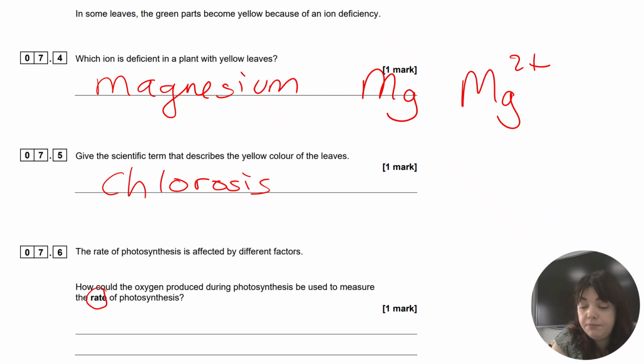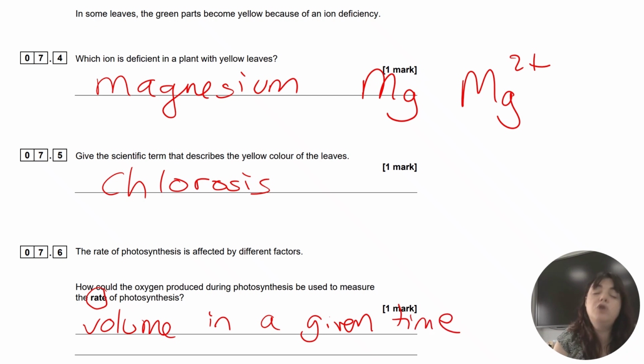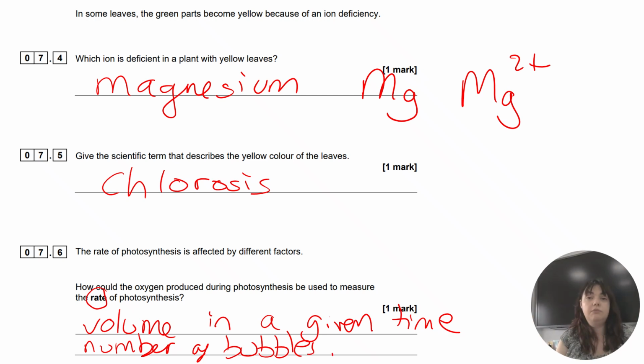So it's the volume in a given time. Or you could say the volume of oxygen released in 5 minutes or the volume of oxygen released in 1 minute. That's fine. So if you've not actually said a given time but actually given me a time, as in 30 seconds, 1 minute, whatever, that's fine. Congratulations, have a mark. But you have to say the volume released in that time or the number of bubbles in a given time. Okay? So the volume or the number of bubbles. Okay? Fab.